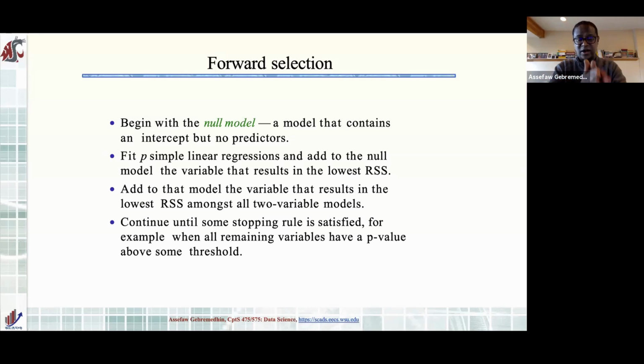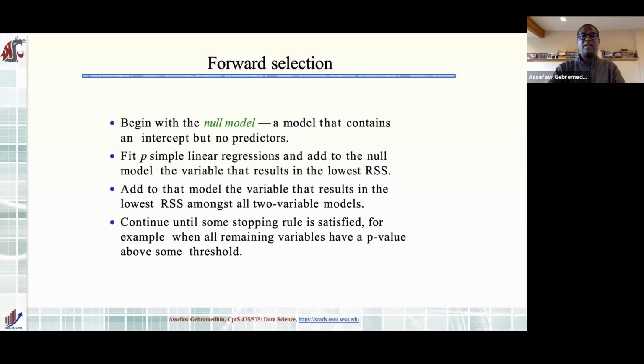As the name suggests, you are going to build this thing forward. You're going to extend it. And every time somebody says forward, you should expect backward or something coming as an alternative, and that is going to happen. So the forward model begins with a null model. No predictor is chosen, so it just has the intercept, beta 0. I've got p simple linear regressions that I could add to the model, taking one of the predictors at a time, and among these p simple linear regressions, I would add the variable that results in the lowest residual sum of squares, the one that gave me the best.